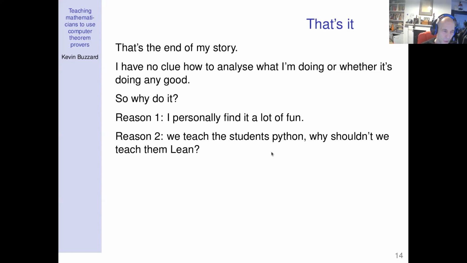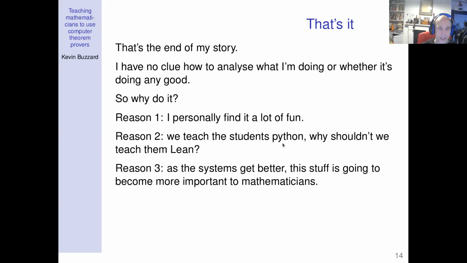And if you're an applied mathematician, Python's very useful. But if you're a pure mathematician, then Python might not actually be particularly useful to you at all. And so why don't we teach pure mathematicians Lean instead? Because it's still a programming language, and yet it has more applications to pure mathematics in some sense, because you can prove theorems. And then reason 3 is sort of looking at the long game.